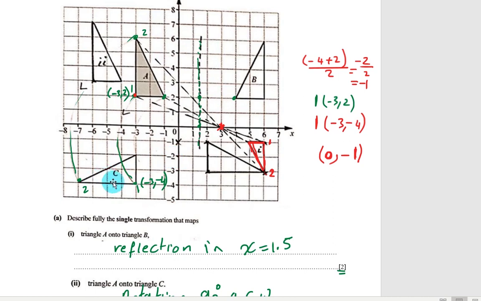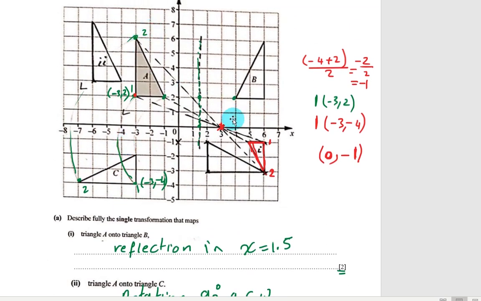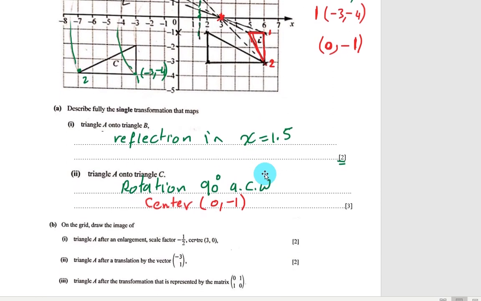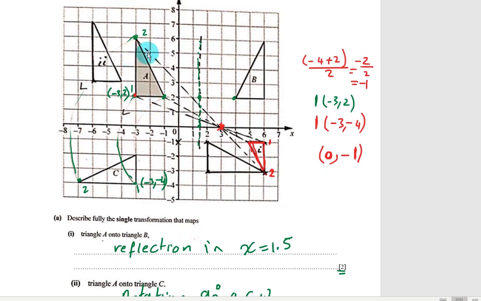Okay, let us go through the steps again. You find the center, and then you connect one of the points of the triangle with the center and extend this line. And then you go to the second point, connect it with the center and extend this line. Now let us see the scale factor. How much is the scale factor? Minus half. So we need to decrease the triangle by half. Okay? So let us start.